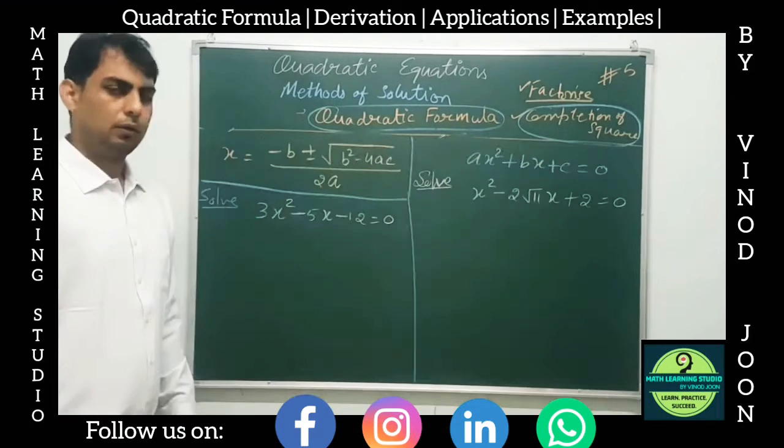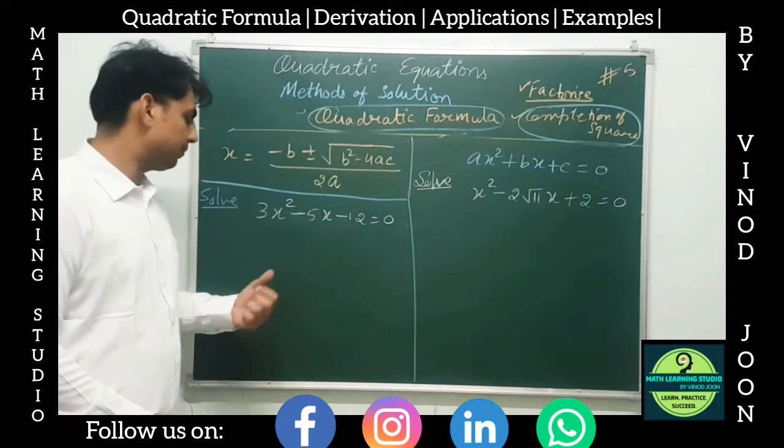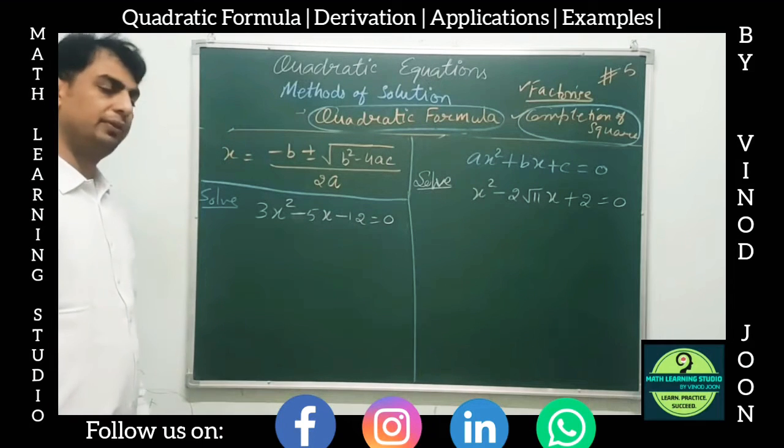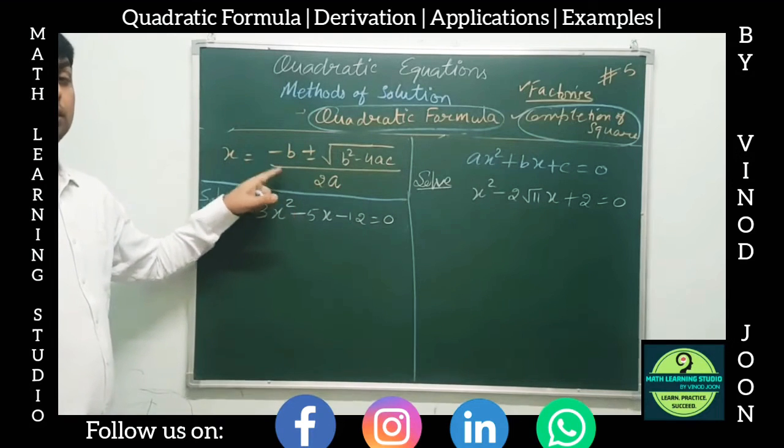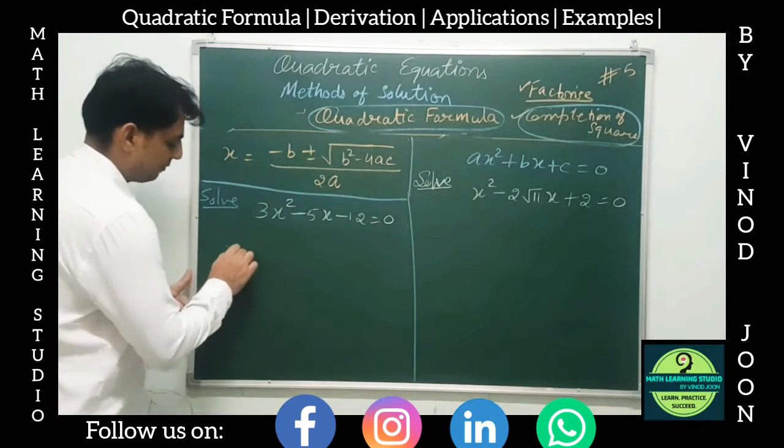Now, we'll take two examples to understand how we apply this formula and how we solve the questions. We have two examples here. First, 3x square minus 5x minus 12 equal to 0, and we have to solve this equation. We apply the direct quadratic formula. So x will be equal to what?